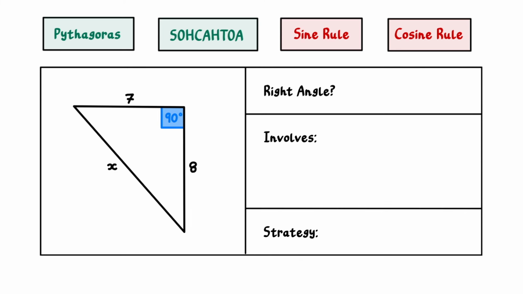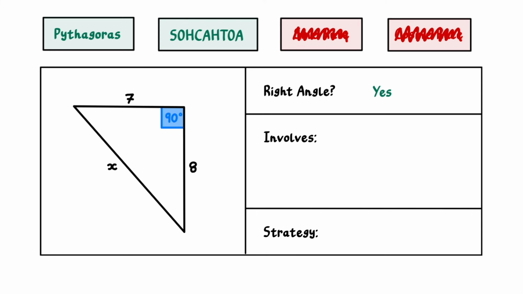In our second example, we have a triangle with sides of 7, 8 and x. One of the angles is marked as being 90 degrees. First, we should check if we have a right angle. In this triangle, we do, since by definition, a right angle is one which measures 90 degrees. This immediately reduces the possibilities down to either Pythagoras' theorem or the SOHCAHTOA method.